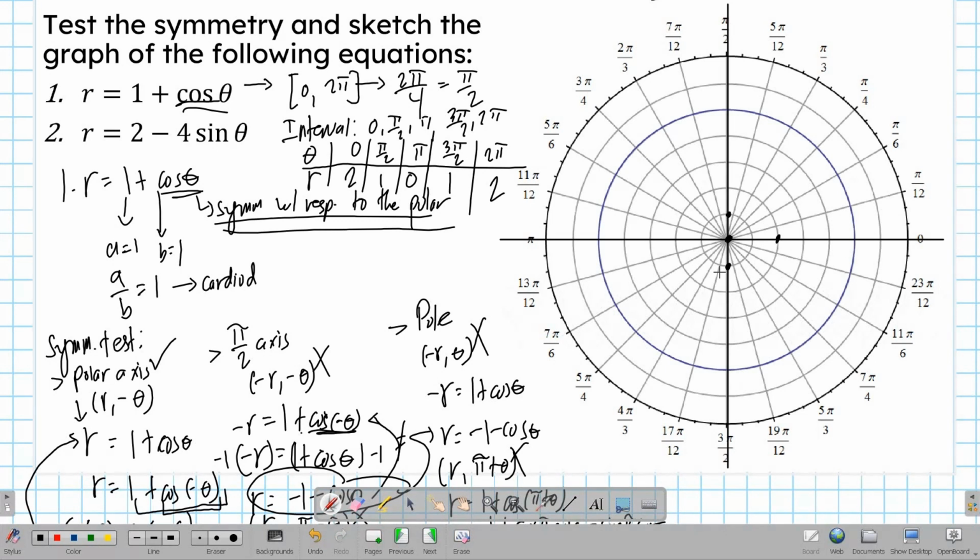Since it's symmetric in the polar axis, it should look exactly the same here above and here below. And since we know it's a cardioid, it should look somewhat like a heart. So when we try to sketch the graph, please forgive me, I'm not good at drawing, especially online. It should look something like this, although it looks a bit ugly. It should be a bit rounder here.